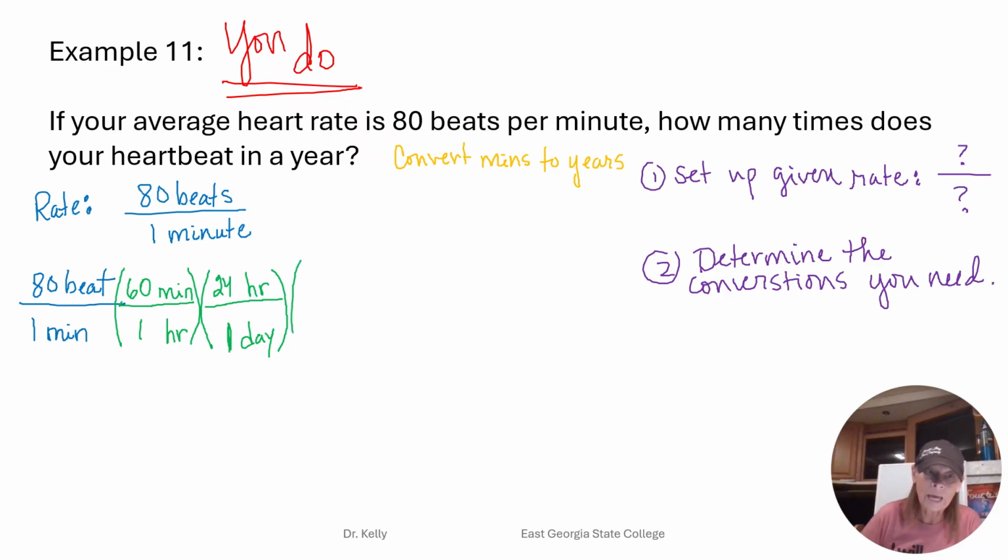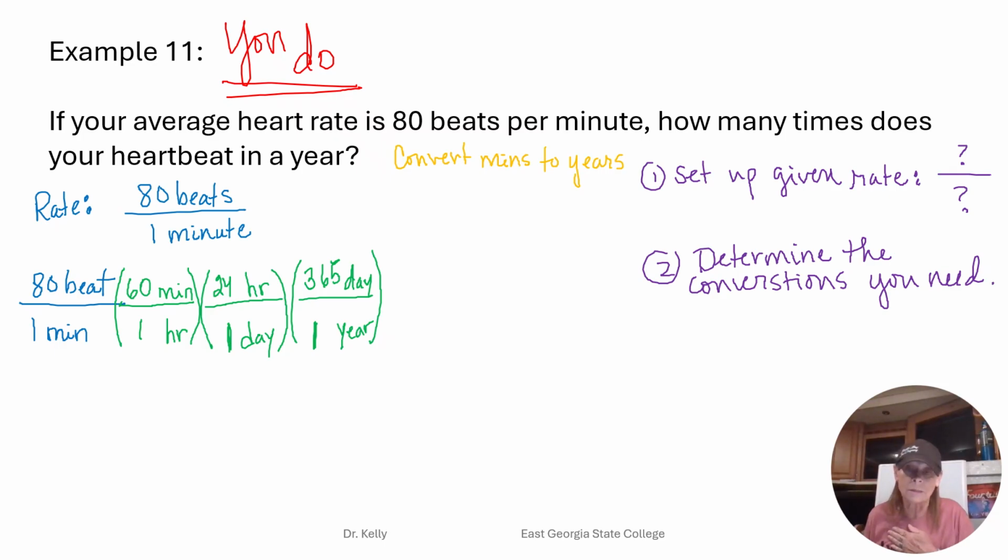Now, we only have one more, right? Because now we can go from day to year. And that's where we're trying to go, day to year. And year is bigger than day. So we have a 1 for the year, and we have 365 for the days.